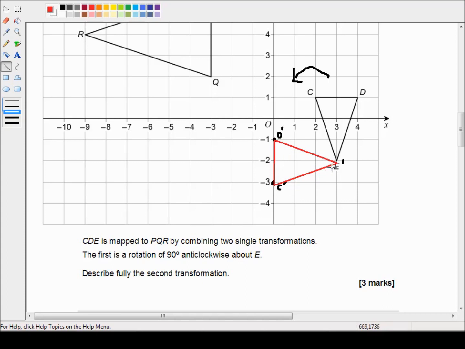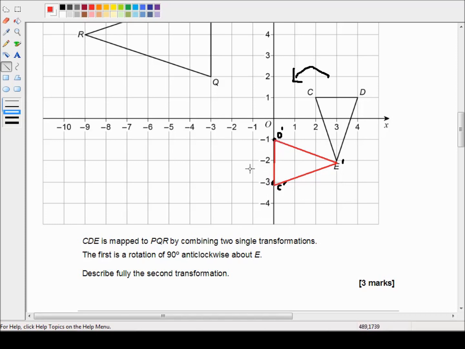If you didn't know how to do that, what you could have done is simply taken some tracing paper, and you are allowed to ask for tracing paper, and you could have traced it out and physically turned the tracing paper 90 degrees, and you could have then visualized it and drawn the new triangle.